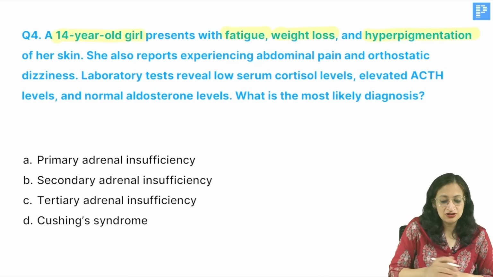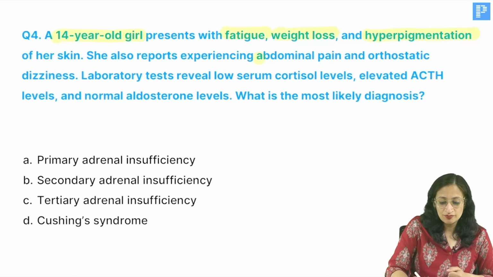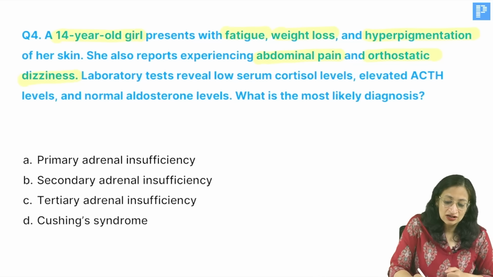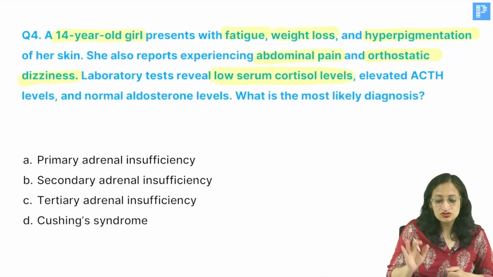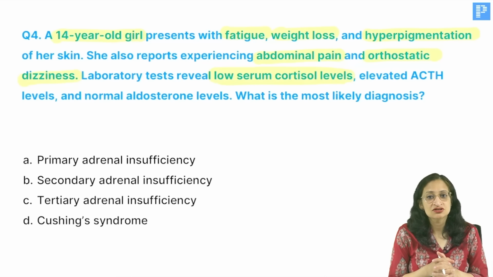and hyperpigmentation of the skin. So there is fatigue, there is weight loss, and hyperpigmentation. She also experiences abdominal pain and orthostatic dizziness. So the child has abdominal pain, and on getting up from sitting position suddenly, there is hypotension, postural hypotension. Lab tests reveal low serum cortisol level. So low serum cortisol level, so we are sure that it is adrenal insufficiency.